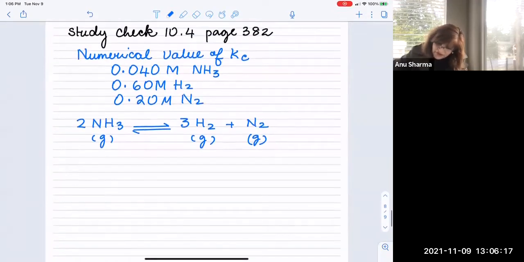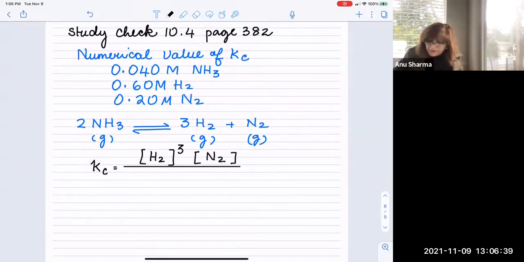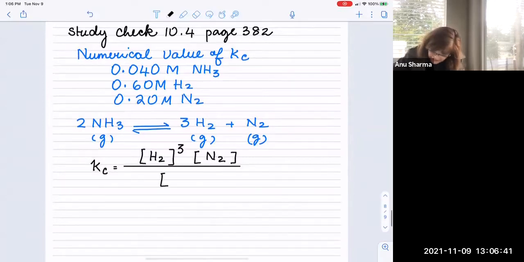Now in this case, you write down Kc is equal to hydrogen, square brackets, raised to the power 3, multiplied by nitrogen, square brackets, raised to the power 1, over ammonia, NH3, raised to the power 2. All right. So you put in these values.